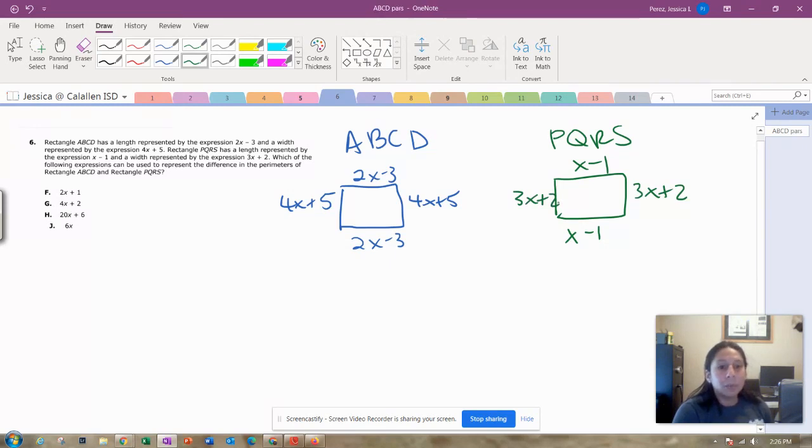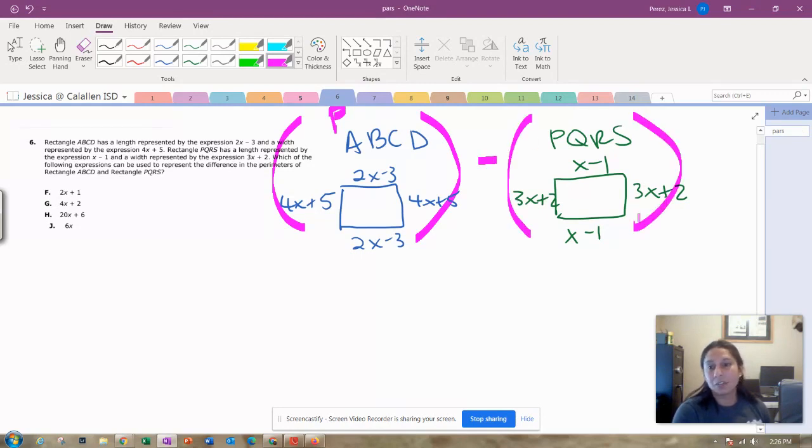Okay, so now it says, which of the following expressions can be used to represent the difference of the perimeters of ABCD and PQRS? So what they're asking you to do is figure out the perimeter of each, which we can find, and subtract. Difference means subtract. So I need to subtract the perimeter of ABCD minus PQRS. So let's start with ABCD.